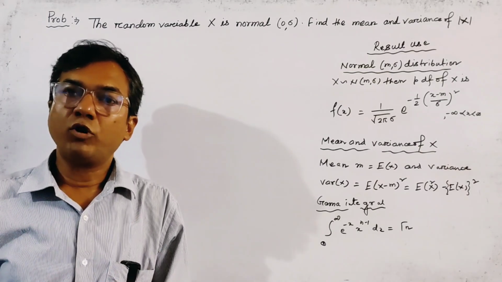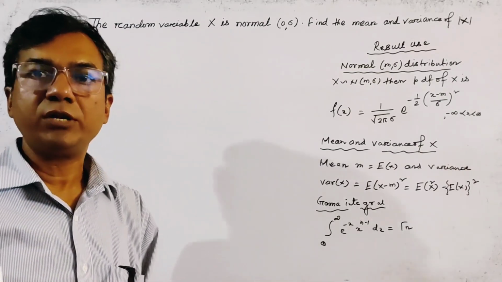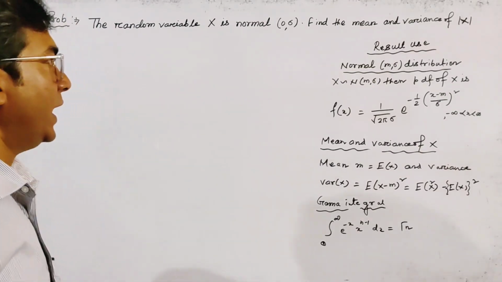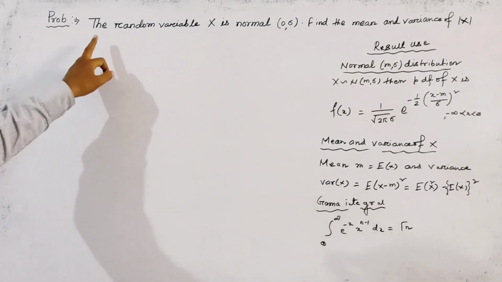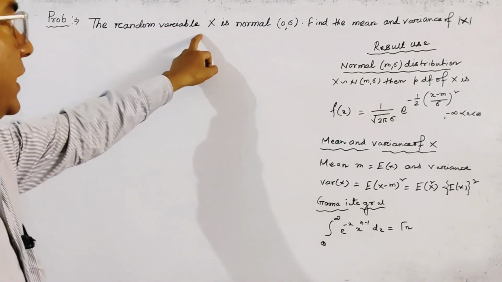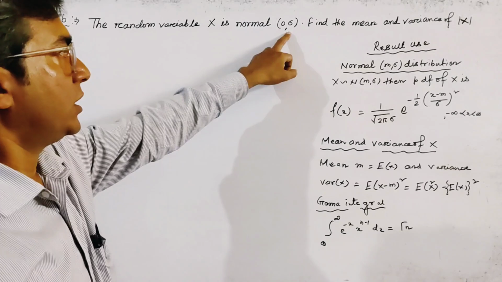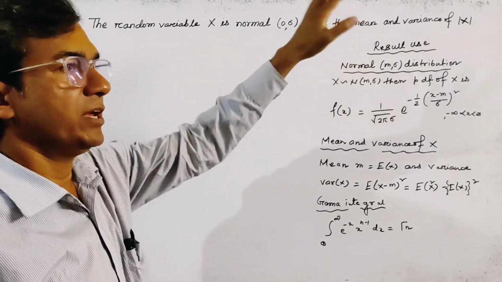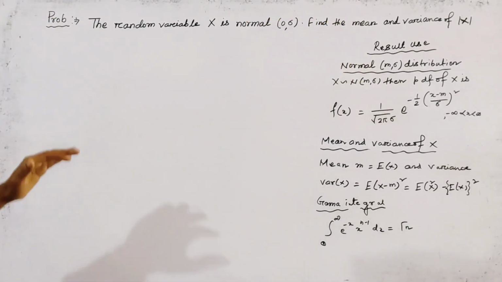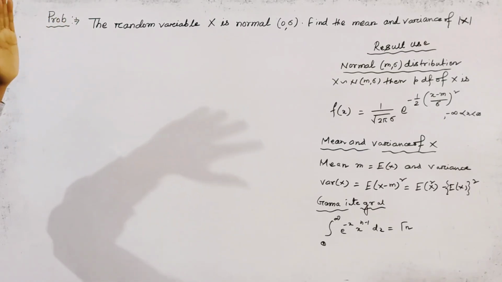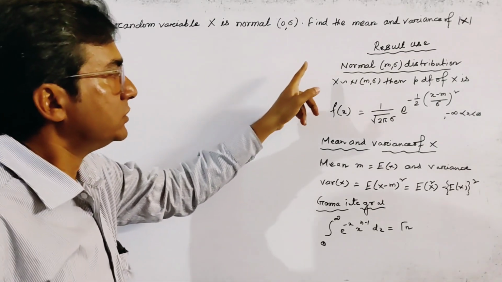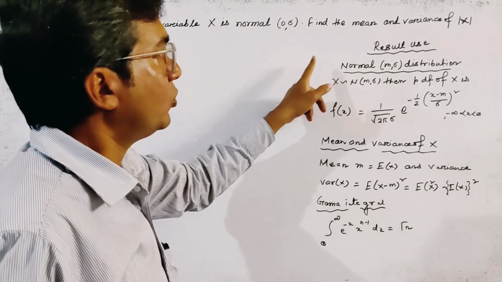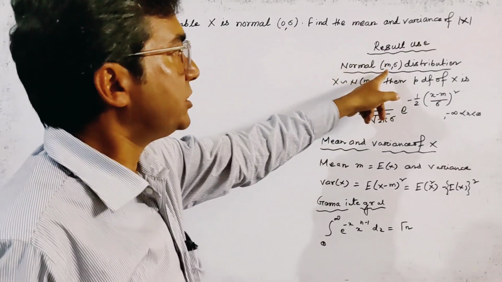Today's problem is from mathematical expectation of probability. The problem says that the random variable x is normal 0, sigma. Find the mean and variance. Okay, so to solve this problem we first use the normal distribution.